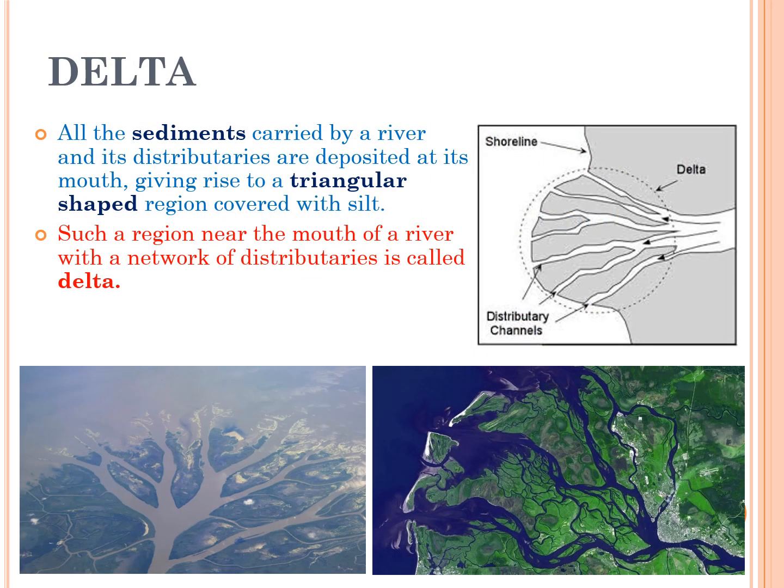All the sediments carried by a river and its distributaries are deposited at its mouth, giving rise to a triangular-shaped region covered with silt. Such a region near the mouth of a river with a network of distributaries is called delta. Can you name the world's largest delta and by which rivers is it formed?